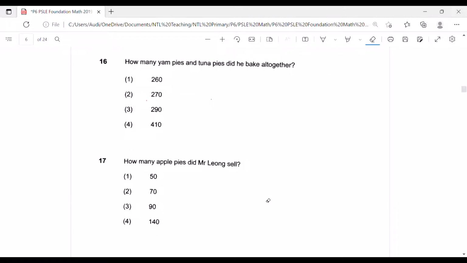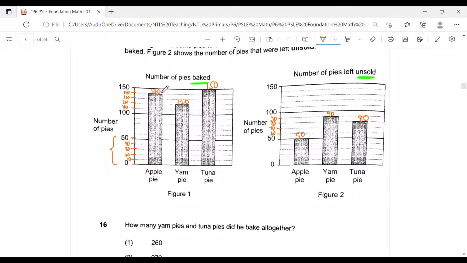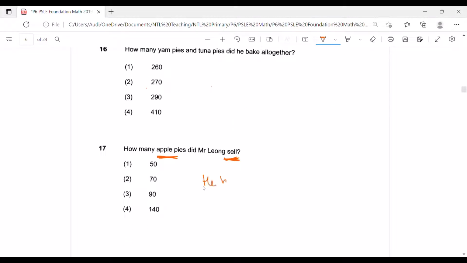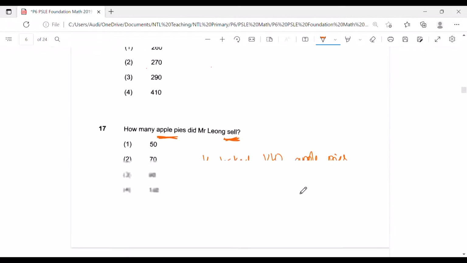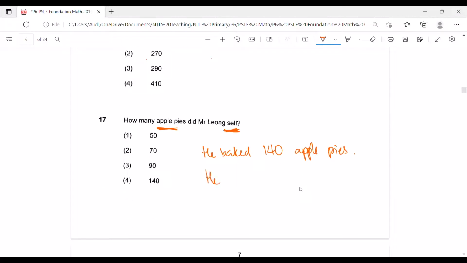Okay, now we do question 17. How many apple pies did Mr. Leong sell? So sell apple pies. Let's look. What do we know about apple pies? Number of pies baked, 140. Let's write that down here. He baked 140 apple pies. Let's look at the next graph. Number of pies left unsold, 50. He had 50 apple pies left.